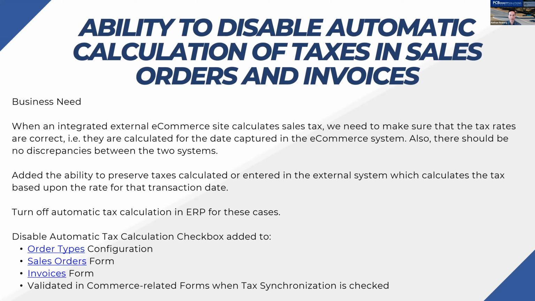When orders are imported into Acumatica from an external system that already calculates the sales tax, such as an e-commerce site, tax rates may change over time. This could result in incorrect taxes in Acumatica ERP, and it often did create a discrepancy between the two systems, even if just a penny, which is just enough to give you a headache, as I'm sure you can imagine. This obviously needs to be avoided.